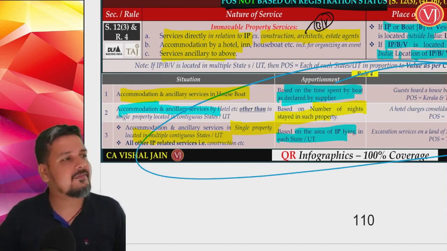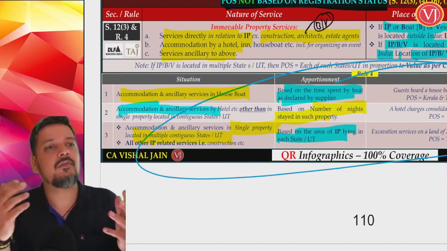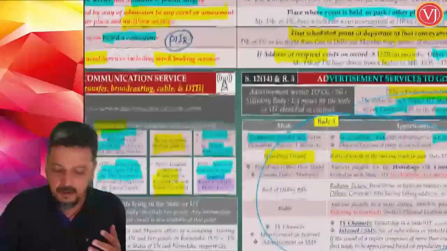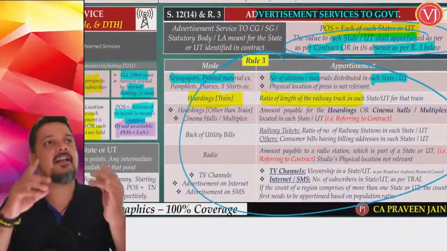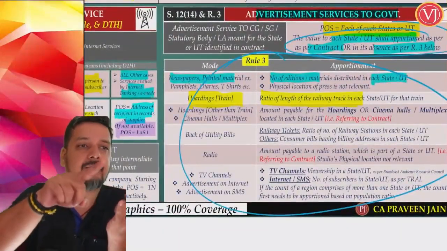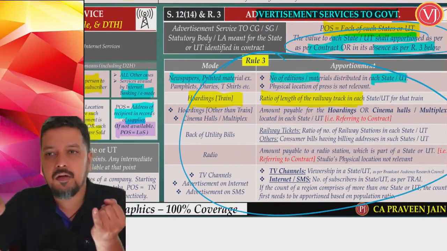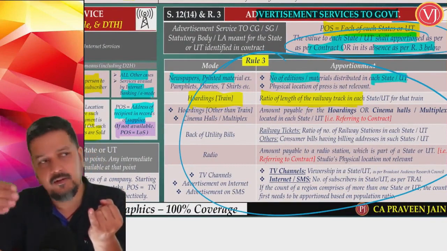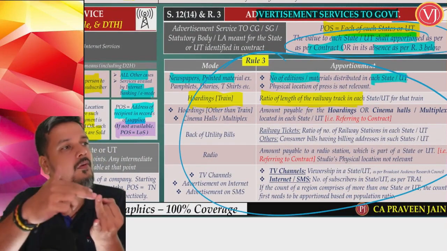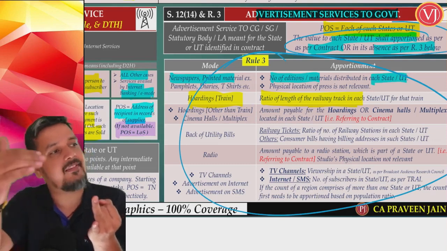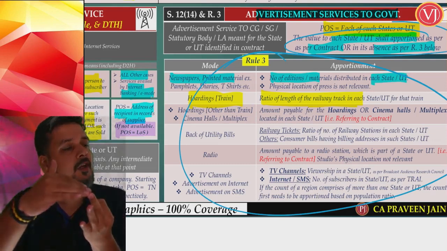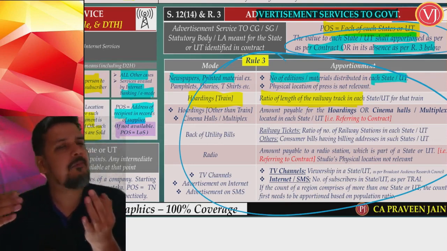Very simple thing. I have not taken the entire Rule 3 and all. I am just telling that in 3 cases you have to take the help of rules. What are they? Advertisement service to government. You'll have multiple states as answer. Rule 3 will help you. Rule 4, immovable property. You might have multiple answers. Rule 4 will help you. Organization of an event. You might have multiple answers. Rule 5 will help you.